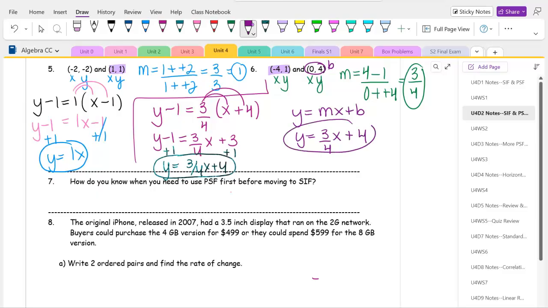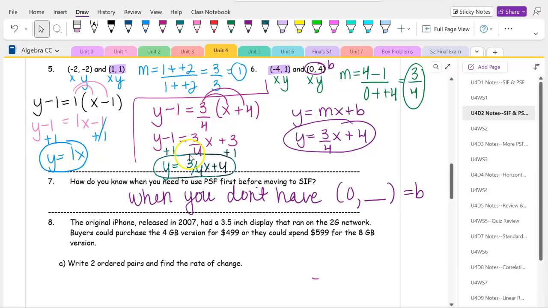So I didn't have to do point slope form. I could have just gone straight to my final answer. So when do you have to use point slope form first? It's when you don't have B. And again, that means (0, comma). Okay, that's your y-intercept. All right, now nothing stops you from doing point slope form. You can see I got the correct answer going the longer way. This is just kind of a shortcut.